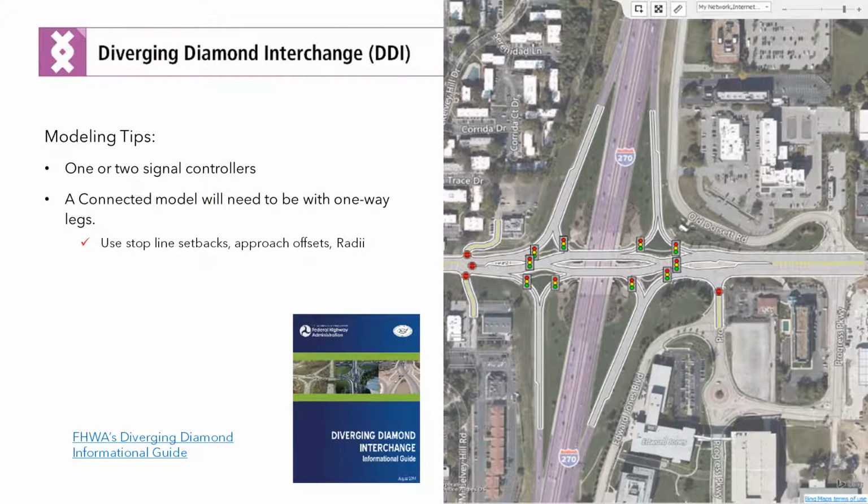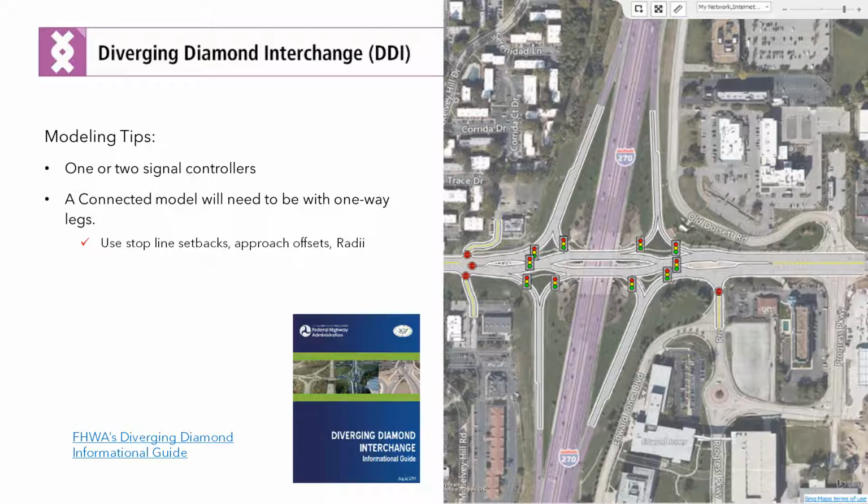And then lastly here, we have our Diverging Diamond example. So FHWA has pretty good information on diverging diamonds. And again, it varies on if you want to use one controller or two controllers for a diverging diamond. It really depends on the core size. That's what's in the middle of the interchange. It's either a bridge or under a bridge.